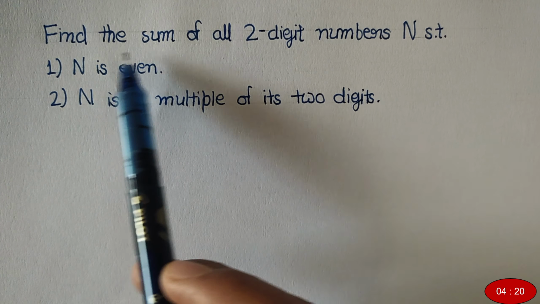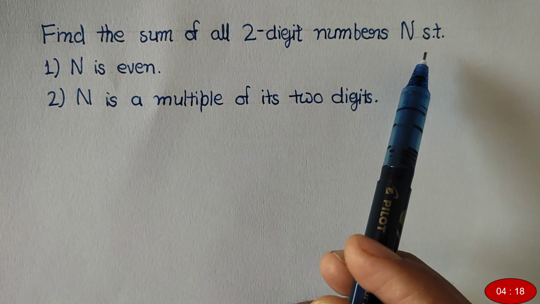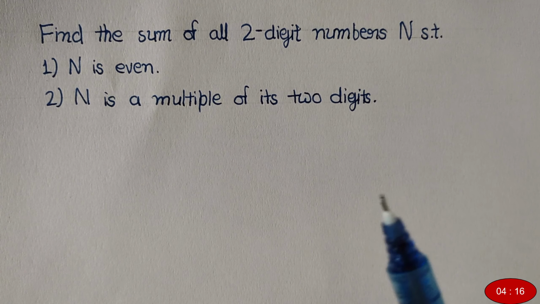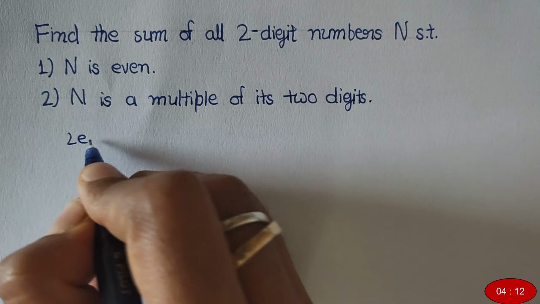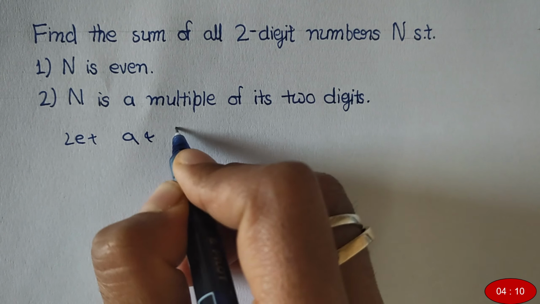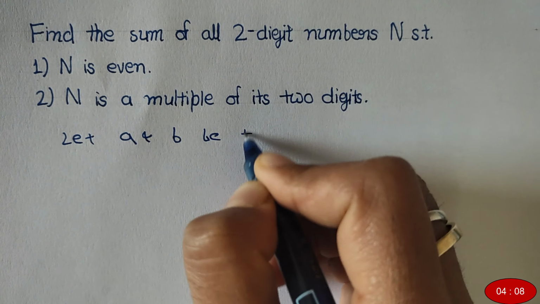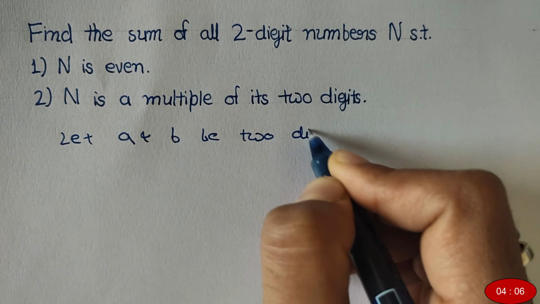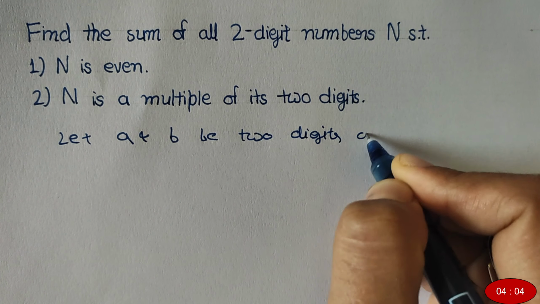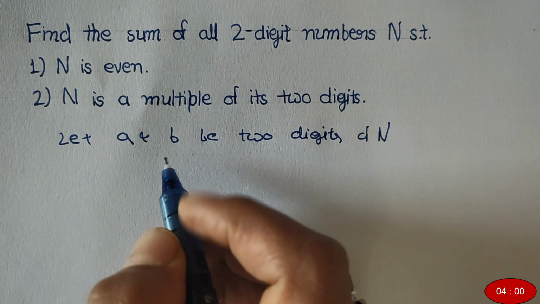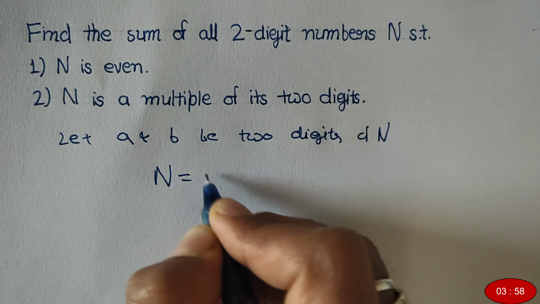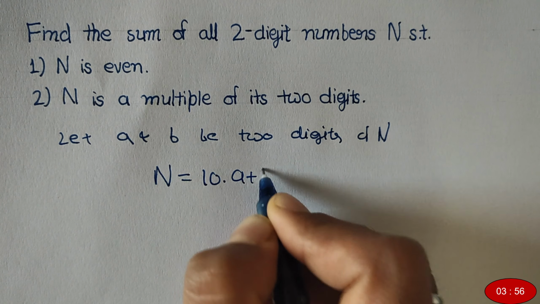Hi guys, we need to find the sum of all two digit numbers n such that they are even and a multiple of their two digits. Let A and B be the two digits of n such that A is the digit in the tens place and B is the digit in the unit place. So n can be written as 10A plus B.